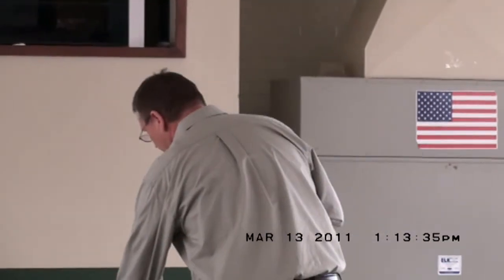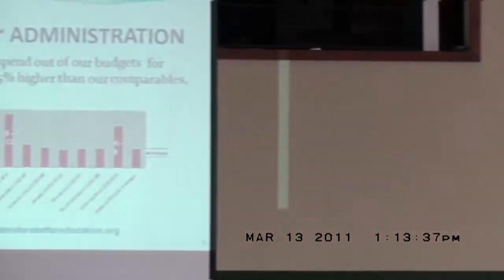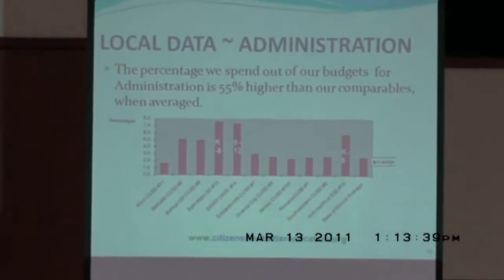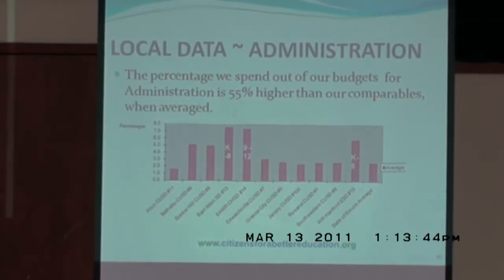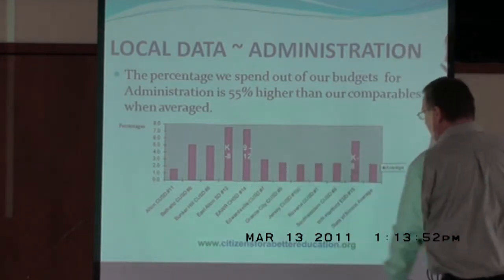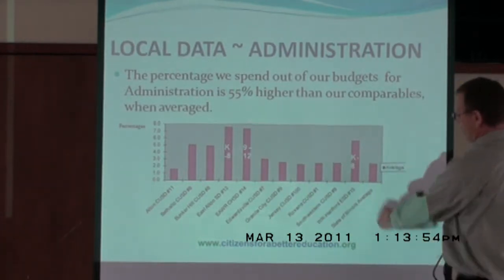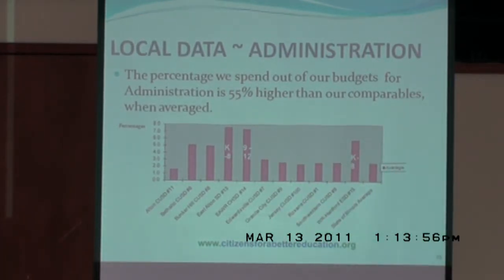So what does this data reveal? This data reveals that our administration costs are 55% higher than our comparables. That is not a misprint. That's 55% higher. If you look at the chart, and I'm not a big chart person, you can see here's East Alton 13, here's the high school, and here's Wood River Hartford. We are paying a large amount of money into administration fees.